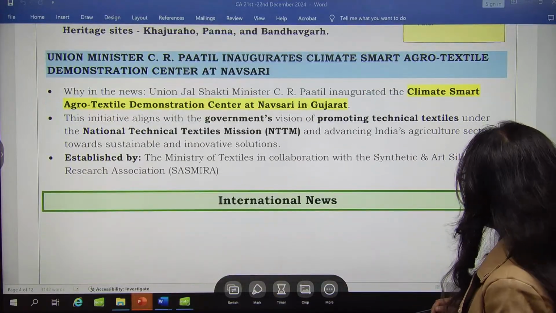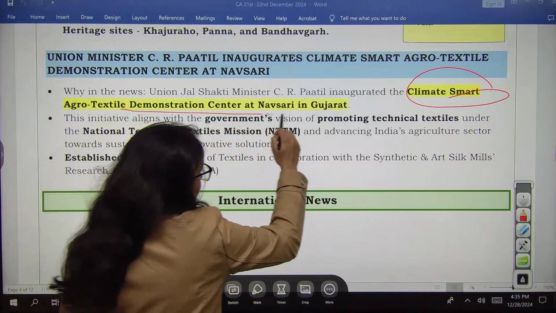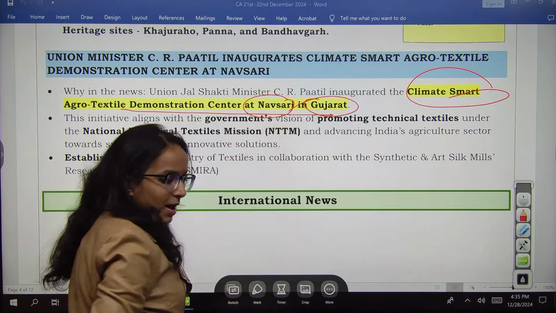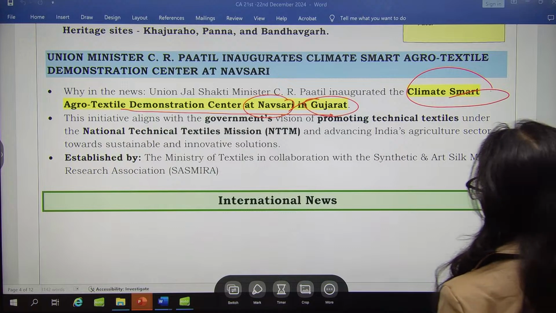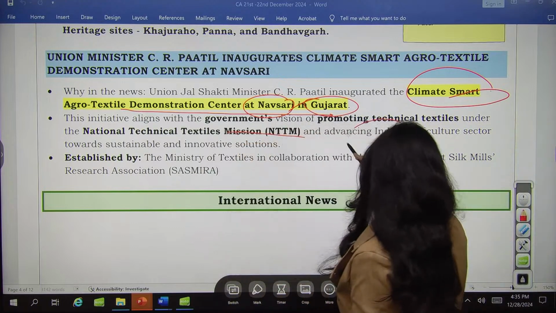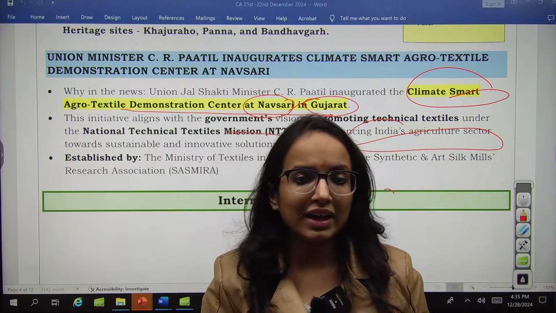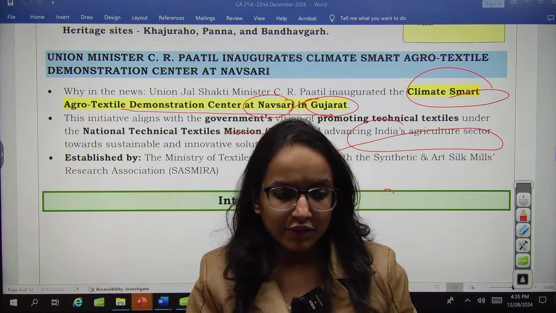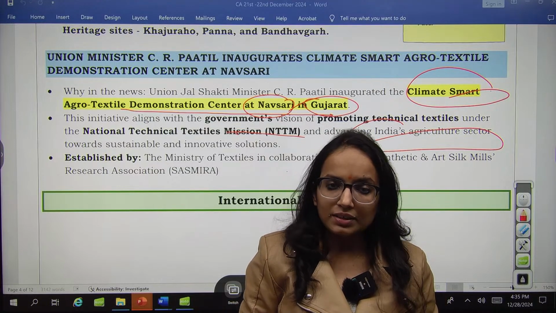Then you have the Jal Shakti Ministry has inaugurated Climate Smart Agro Textile Demonstration Center at Navsari in Gujarat. So remember the location. This is Climate Smart Agro Textile Demonstration Center at Navsari in Gujarat. Now, what will this center do? It will be promoting technical textiles under National Technical Textile Mission for India's agricultural sector. Now, what are technical textiles? Technical textiles are not like the normal apparel sector, right? Like we wear these clothes. These are the textiles like you have sofa cover, etc. But these are normal textiles.